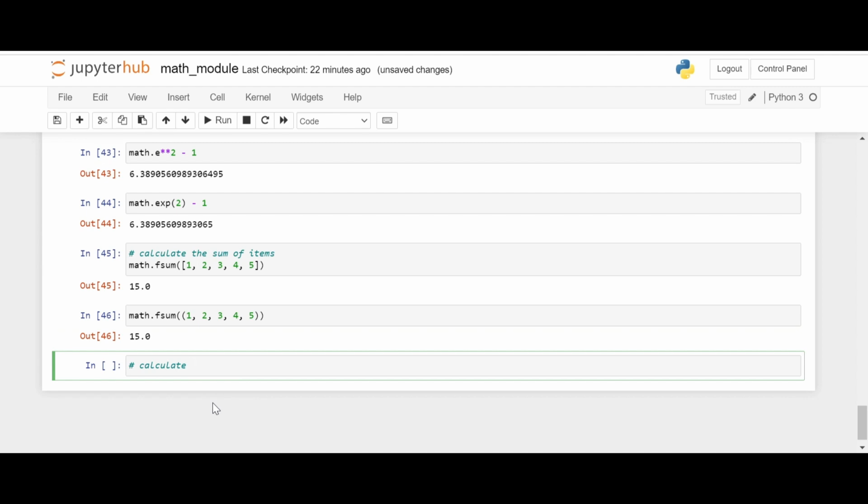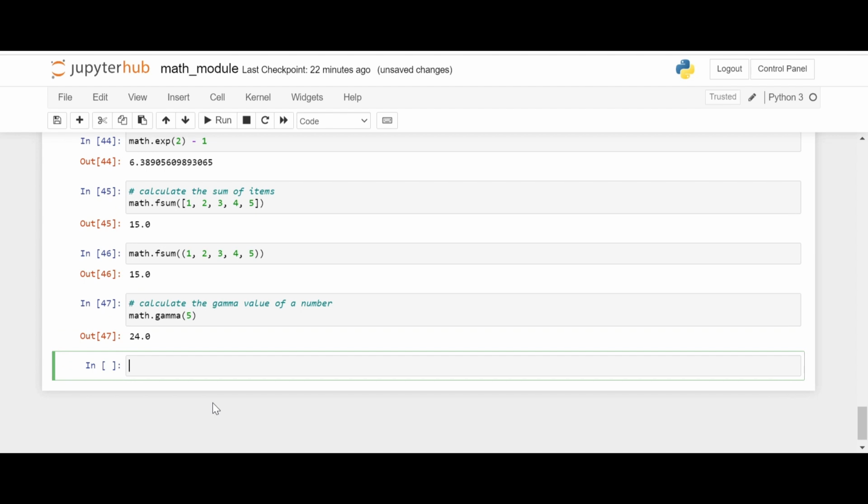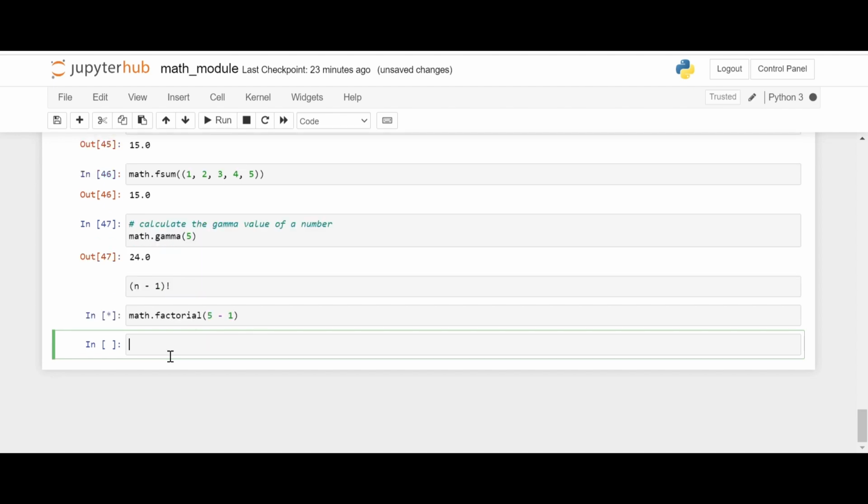Calculate the gamma value of a number. So math.gamma of 5. So basically this is n minus 1 factorial. Calculating gamma value is equivalent to n minus 1 factorial. So math.factorial of 5 minus 1. N is 5, so we get 24.